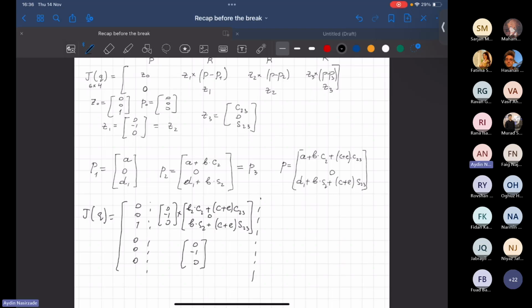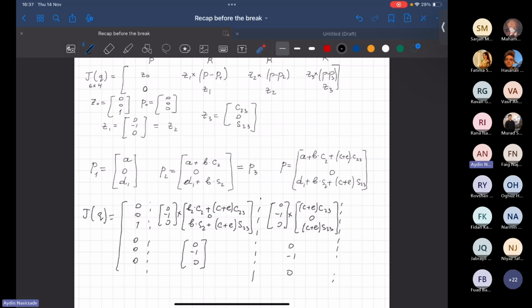Okay, what about Z2? What is Z2? Yes, 0 minus 1 0, cross product P minus P2. So these are going to be cancelled. We have all of this here and this one here. And 0 minus 1 0 here.